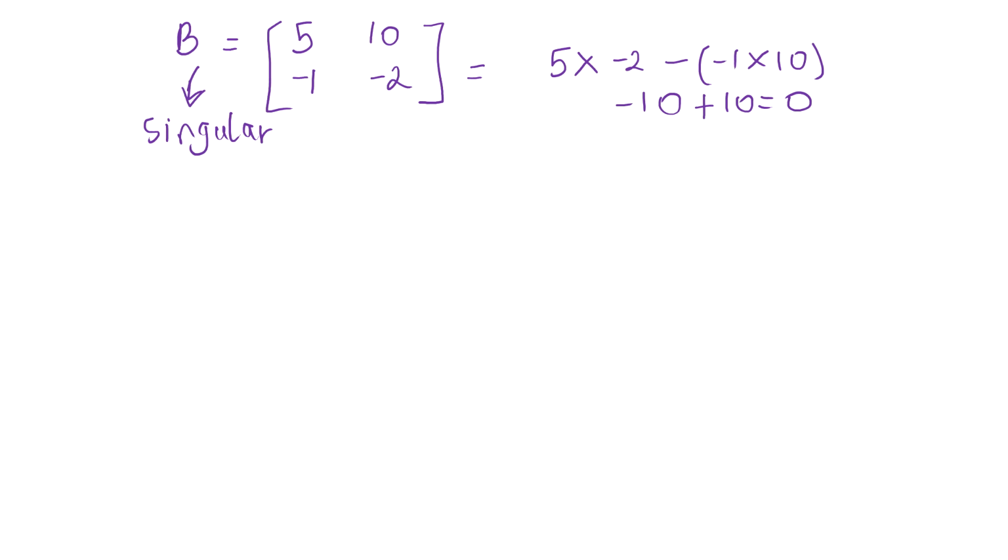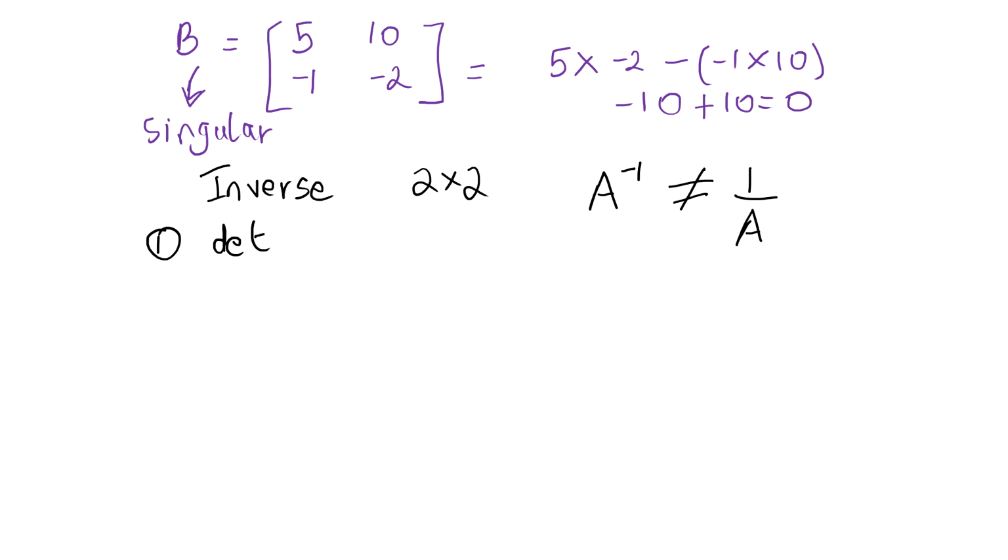Okay, so therefore, what is the inverse of a matrix? The inverse of a 2 by 2 matrix is written as some matrix to the power of negative 1. So if A is the matrix, A to the power of minus 1 is the inverse. Now this is not the same as 1 over A. Okay, so to find the inverse of a matrix, we need two things. We need the determinant, and we also need something called the adjugate. Now, what is this adjugate?